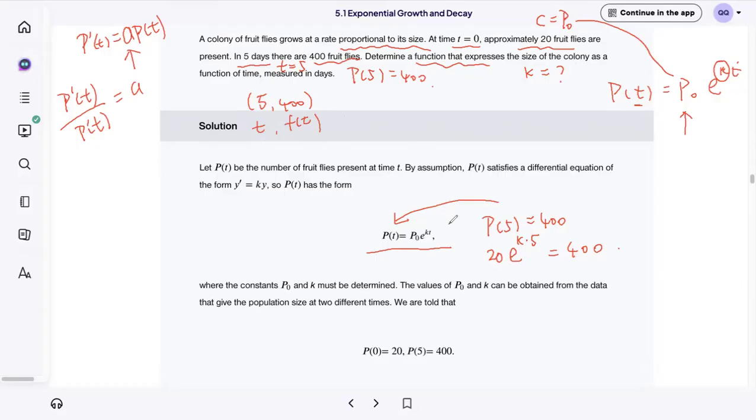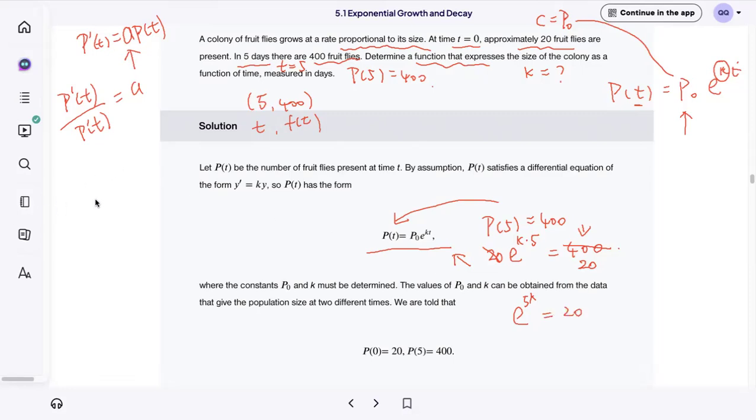So one side we have 400. The other side we just plug into this function. Initial value is 20, then e raised to k times 5 days. Right? So we need to solve this exponential equation. So how to do that? Divided by 20. We get 20, right? 20 times 20 is 400. So we get e raised to 5k, because k times 5, I can write as 5k, equals 20.